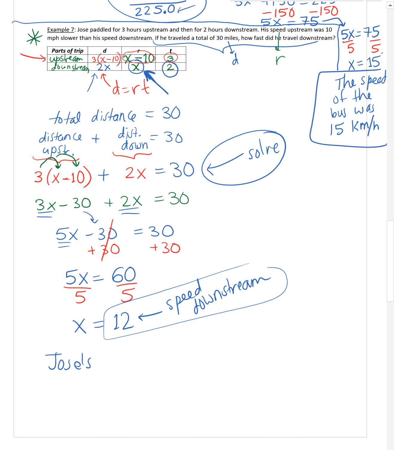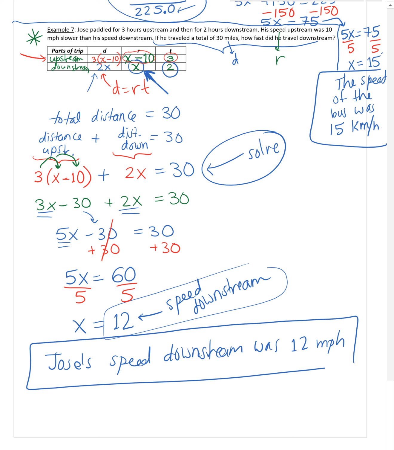Jose's speed downstream was 12, and you want to put units, so what kind of speed were they talking about up there? Miles per hour, that's right. That's what we want. Yay, we did it, you guys, in under an hour.